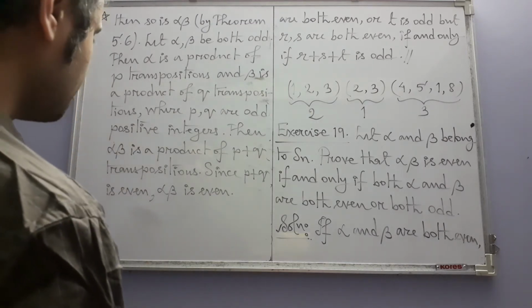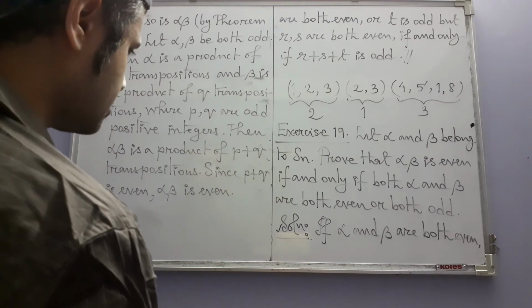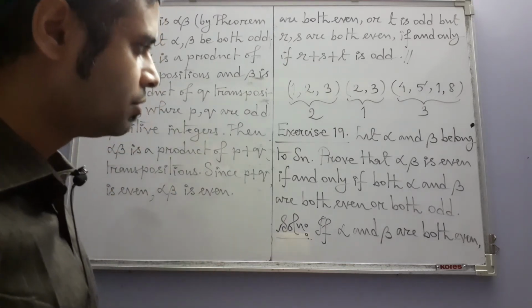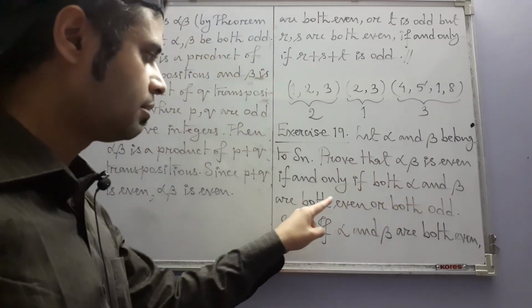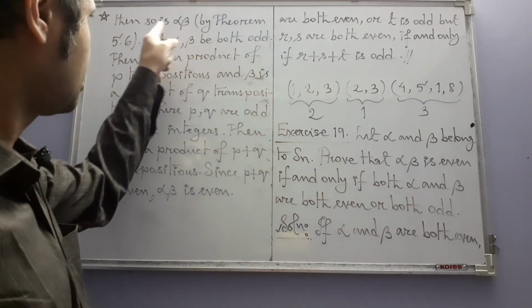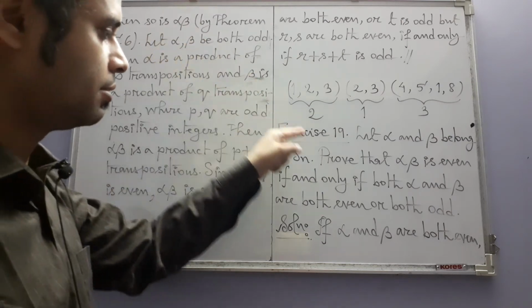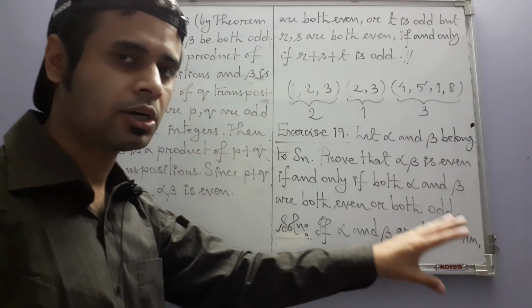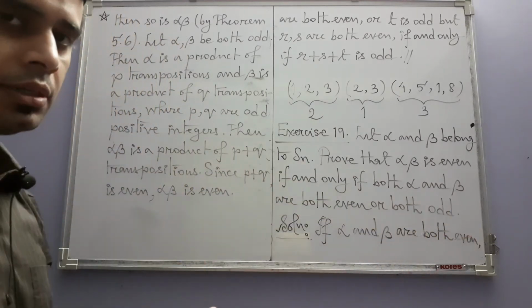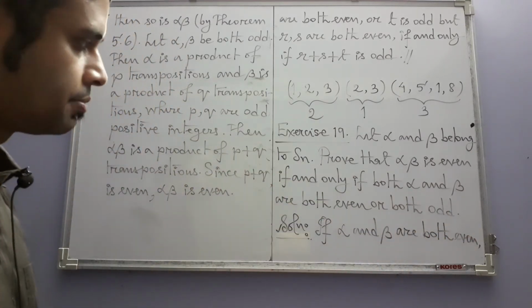Okay, so since p plus q is even, alpha beta is even. So what have we proved here? Here we have proved that if both alpha and beta are even, then of course by our theorem alpha beta is even. And in this part we have proved that if both of them are odd, then also alpha beta is even. Now the converse.